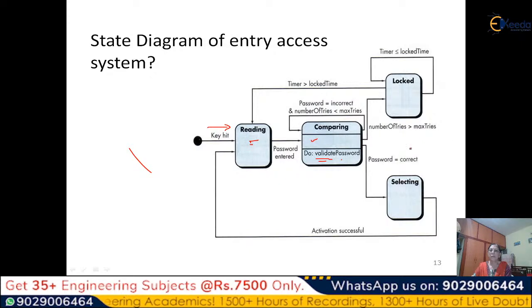So if the password is correct, it goes to selecting. Otherwise it tries to see whether the number of tries is greater than maximum tries. If it is less, then it will do an iteration there. And if selecting is successful, then activation will become successful and the lock will open.